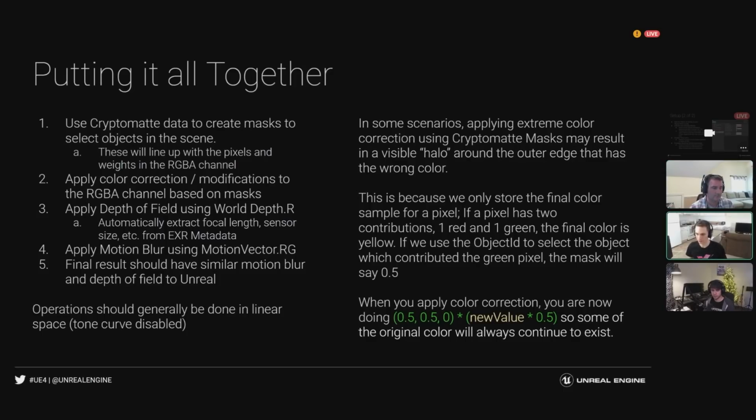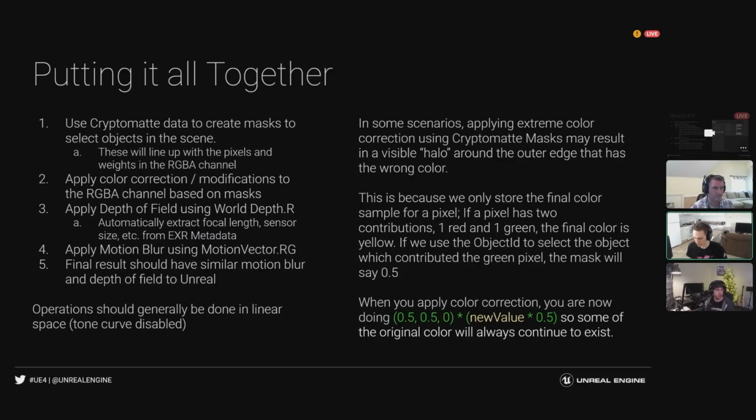Then you can apply depth of field using the world depth R texture, while automatically extracting the focal length, sensor size, etc. from the metadata. Then you can apply motion blur using the motion vector data. The final result is going to have similar motion blur and depth of field to Unreal, but it's not going to be a perfect match because, again, it's two different software with different algorithms, but you can get a pretty close look between the two. For these operations, you again want to be in linear space, which is linear sRGB. That means disabling the tone curve.